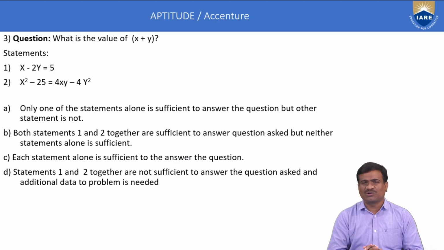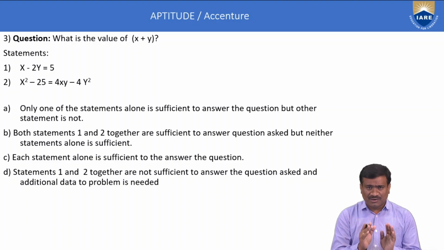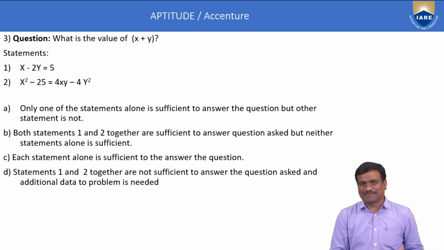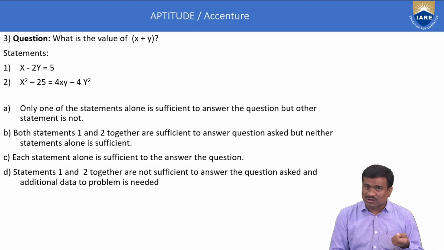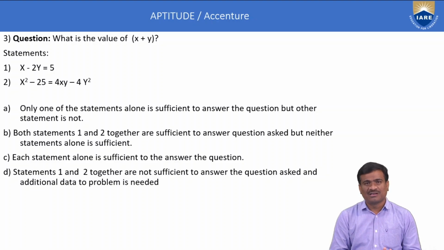x minus 2y is equal to 5. A alone is not sufficient because x value is not given, y value is not given. Statement 2 also not possible. Next, combine statements A and B. Statement 1, x minus 2y is equal to 5. Squaring on both sides will give the second statement. But both together are not sufficient here, because the first one and the second one are the same. Statement 1 and statement 2 are both the same. One statement, two unknowns, that is not possible in the mathematical process. So we cannot calculate x and y.